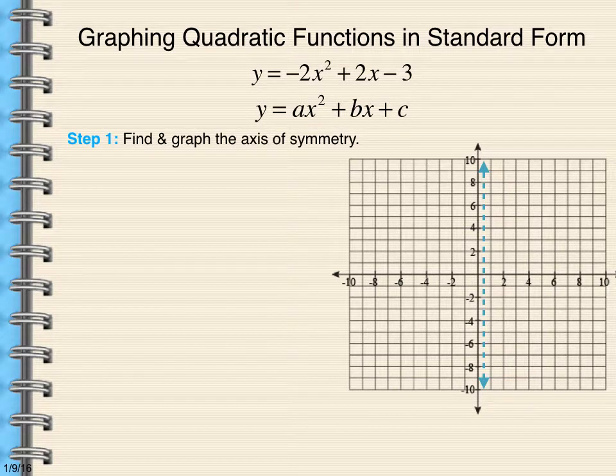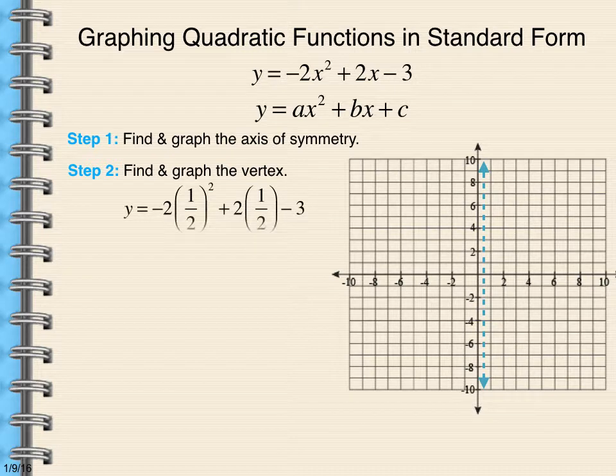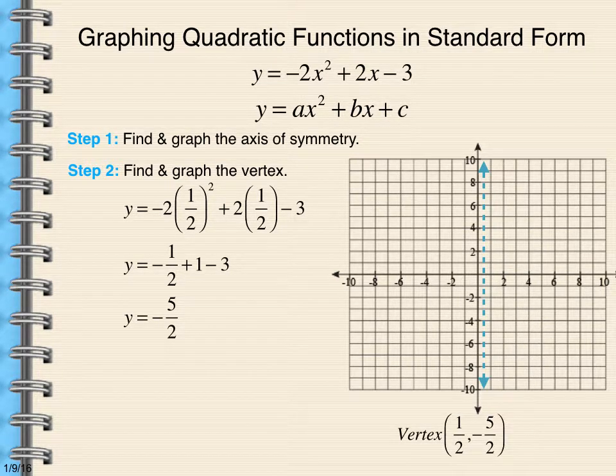Once I found my axis of symmetry, I know my vertex lies somewhere on that line. So what we're going to do is substitute 1/2 in place of x in the standard form equation, and we're going to solve for y. So the y value is -5/2, so I know my vertex has coordinates (1/2, -5/2), so I'm going to plot that. So now I have my vertex.